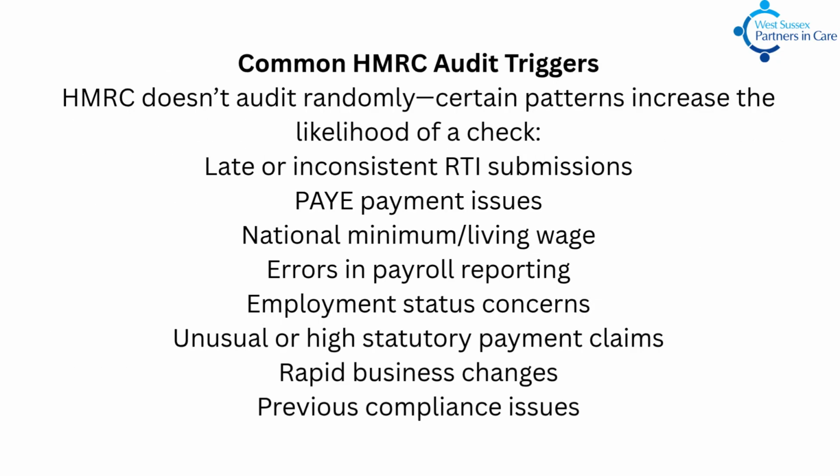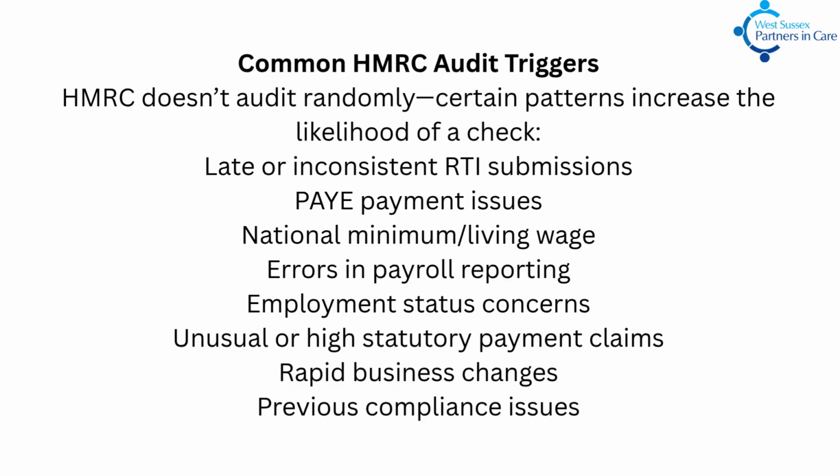HMRC audits are not conducted at random. Rather, they are typically prompted by identifiable patterns or risk indicators within an organization's payroll and compliance practices. Understanding these common triggers can help businesses maintain robust processes and reduce the likelihood of scrutiny. One of the primary factors that may attract HMRC attention is the submission of late or inconsistent real-time information, RTI. Regular delays or discrepancies in reporting payroll data can signal underlying administrative or compliance issues. Similarly, problems with PAYE payments, such as late payments, underpayments, or irregularities, may raise concerns about an organization's financial controls and adherence to tax obligations.